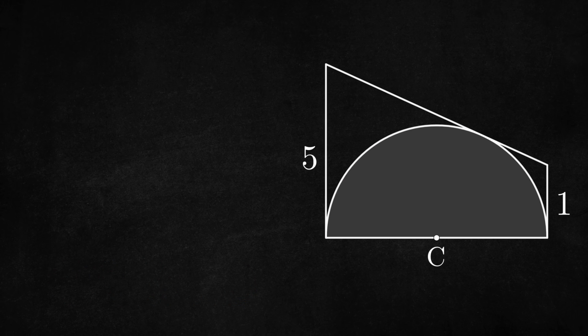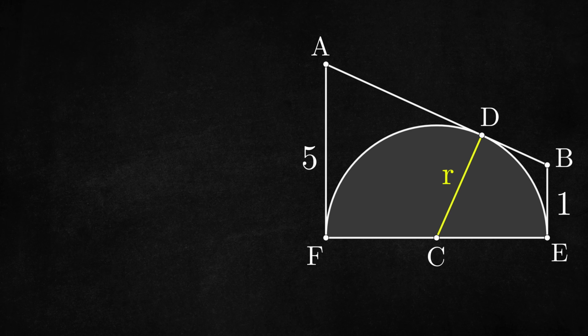Let C be the center of the semicircle. Let D be the point of tangency of the semicircle and the trapezoid. Label the vertices of the trapezoid as A, B, E, and F. Next, from center C of the semicircle, draw the radius to point D. Let R be the radius of the semicircle.